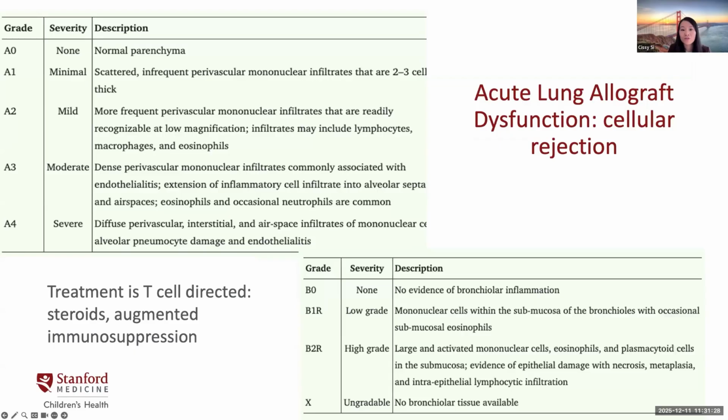And what are we looking for? In the acute phase, we're looking for acute lung allograft dysfunction. So this can be cellular in nature. Our transbronchial biopsies are looking for lymphocytic inflammation, which is graded as high grade or low grade, as well as acute cellular rejection, which is graded from minimal A1 grade all the way up to A4 grade under histology. If this is seen, then treatment is T-cell mediated with increased immunosuppression, typically steroids, either a pulse steroid or a prolonged steroid taper.